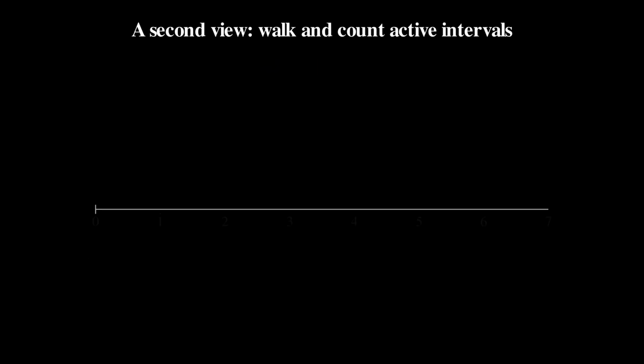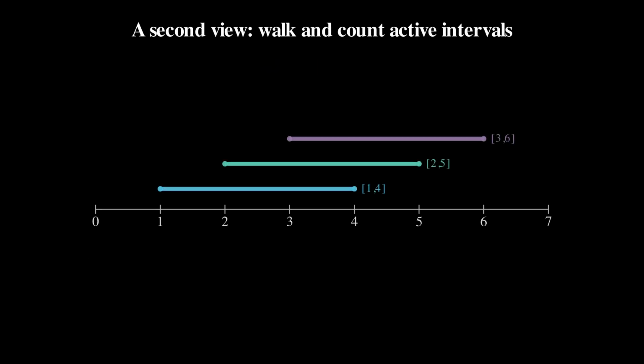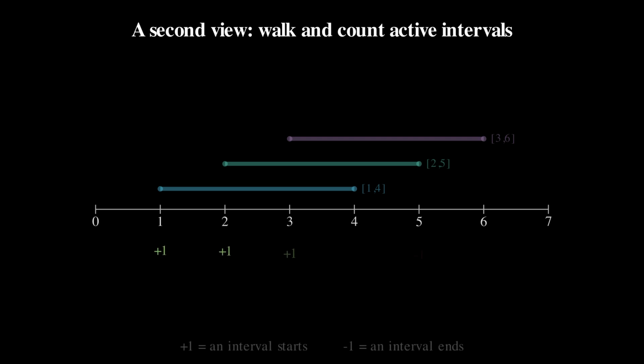There is a second way to see this that many people find even more intuitive. Throw away the array and think in terms of events. Read every +1 as an interval starts here and every -1 as an interval ends here. The starts are at 1, 2, and 3. The ends are just after each range at 5, 6, and 7.